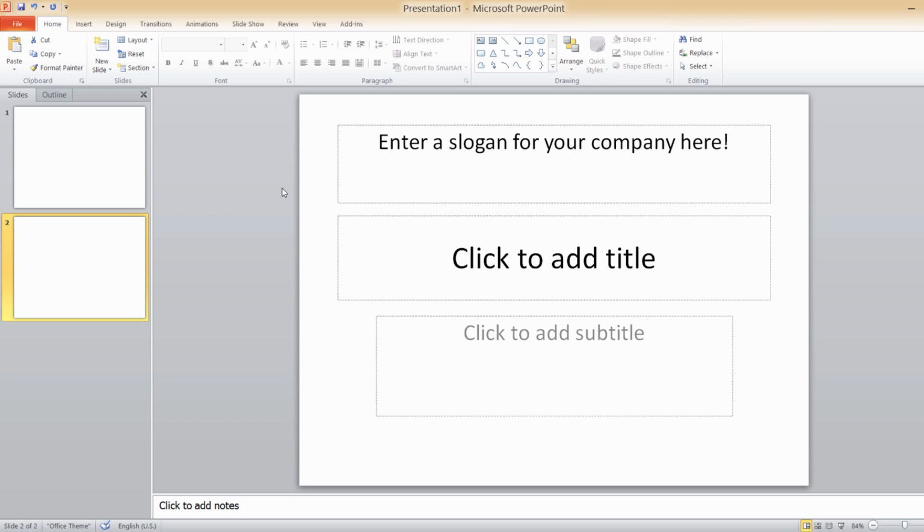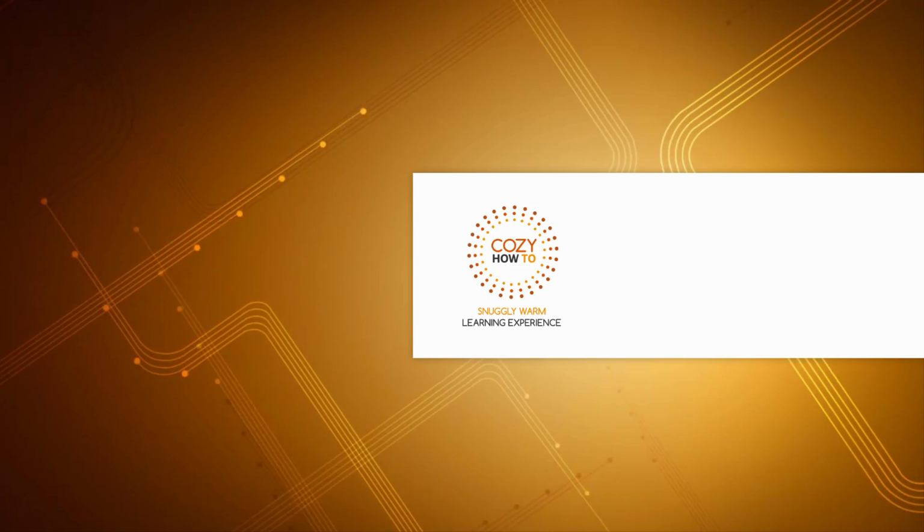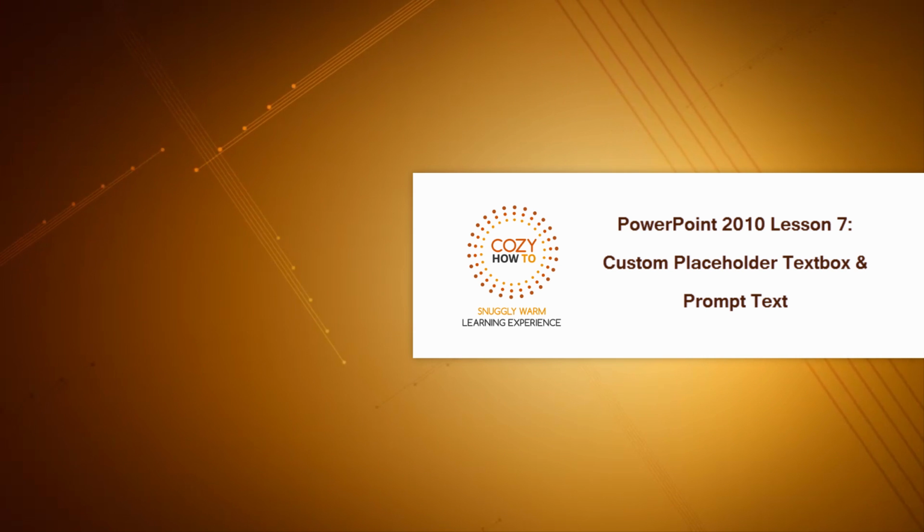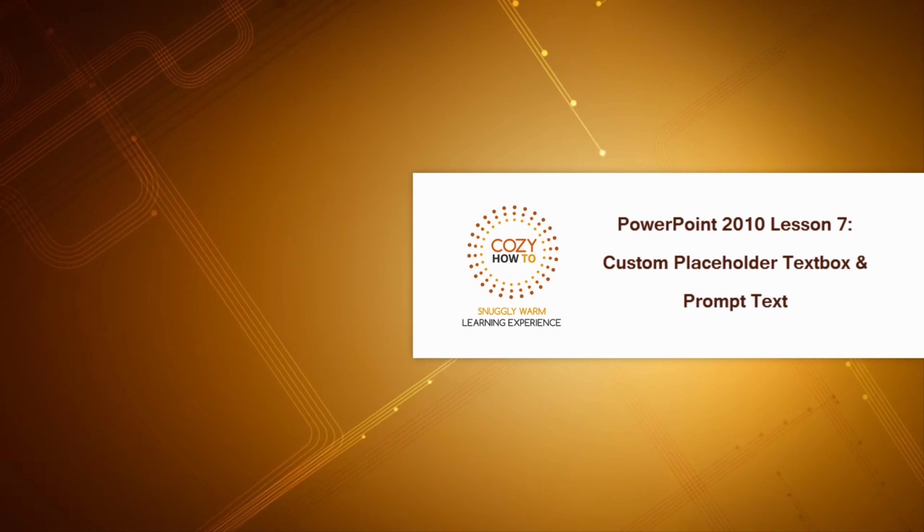So basically what you want to do is delete the first one that shows up, and then from that point forward, any title slides that you enter will show the new changes that we created. I hope this video was helpful in helping you understand how to enter custom placeholder text as well as custom prompt text for your PowerPoint presentation.